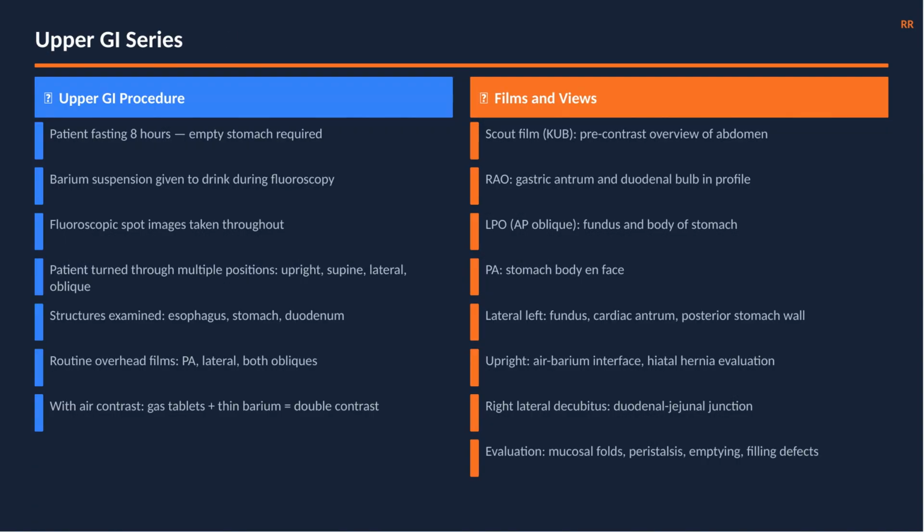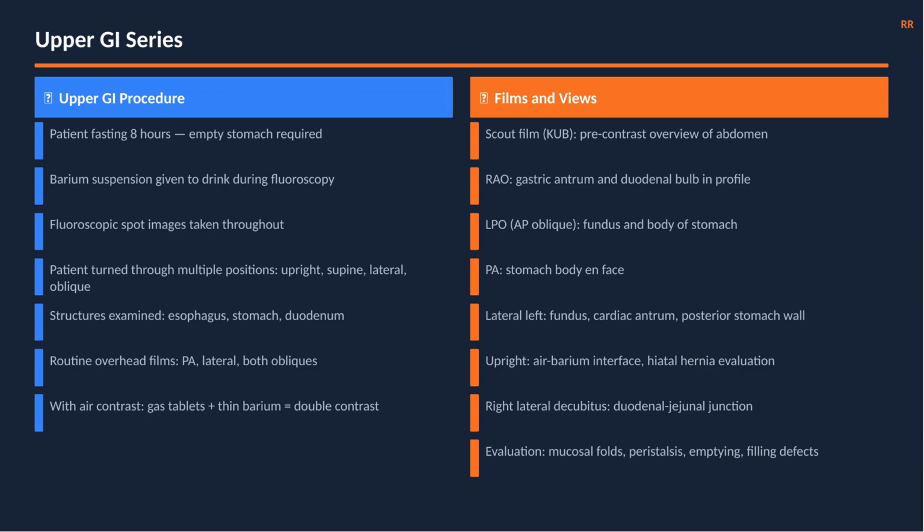Upper GI procedure. Patient fasting 8 hours. Empty stomach required for full visualization. Barium suspension is given to drink during fluoroscopy. Fluoroscopic spot images are taken throughout. The patient is turned through multiple positions, upright, supine, lateral, and obliques, to coat all mucosal surfaces and demonstrate different parts of the stomach. Structures examined: esophagus, stomach, and duodenum.